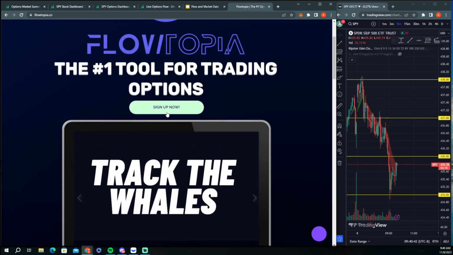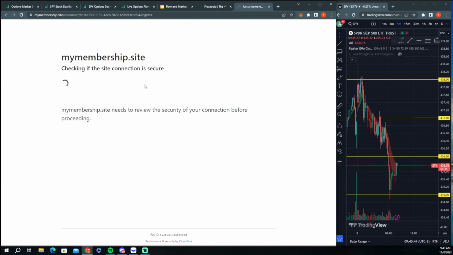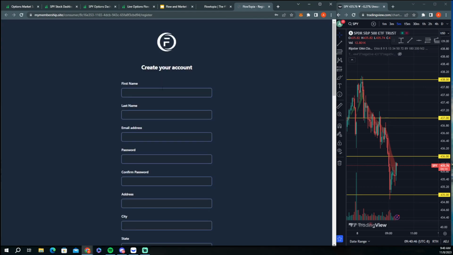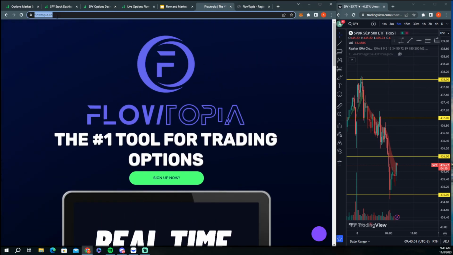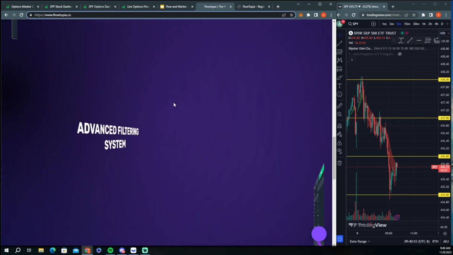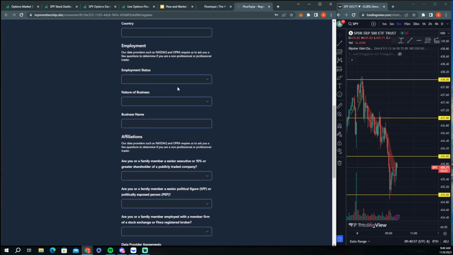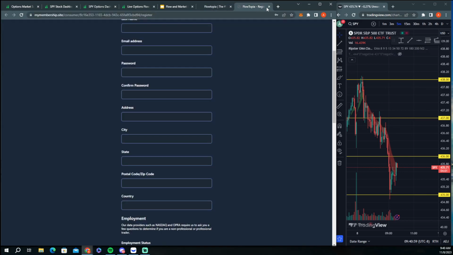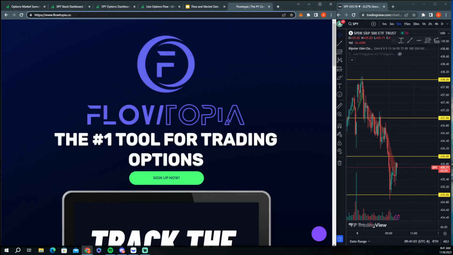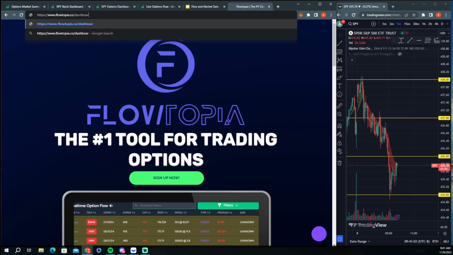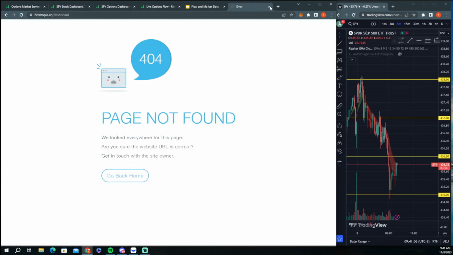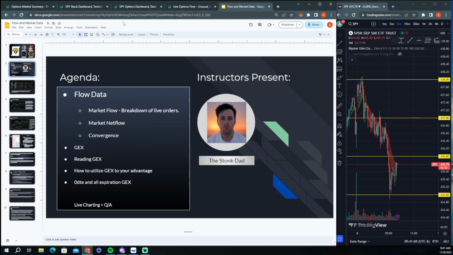Oops, where's the login screen? Wait, what the heck? Hold on. I think we might have an error with Flowtopia that we might need to fix because I've already signed up for Flowtopia. Dashboard maybe? Okay, well maybe we won't be able to use Flowtopia today, but that's all right.